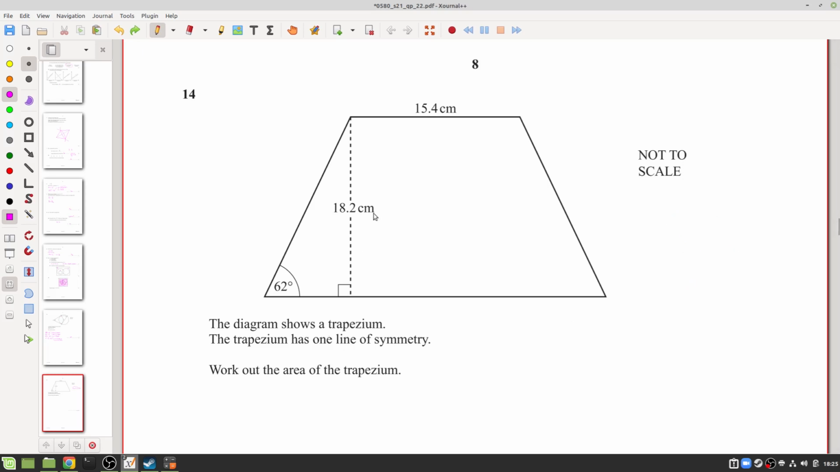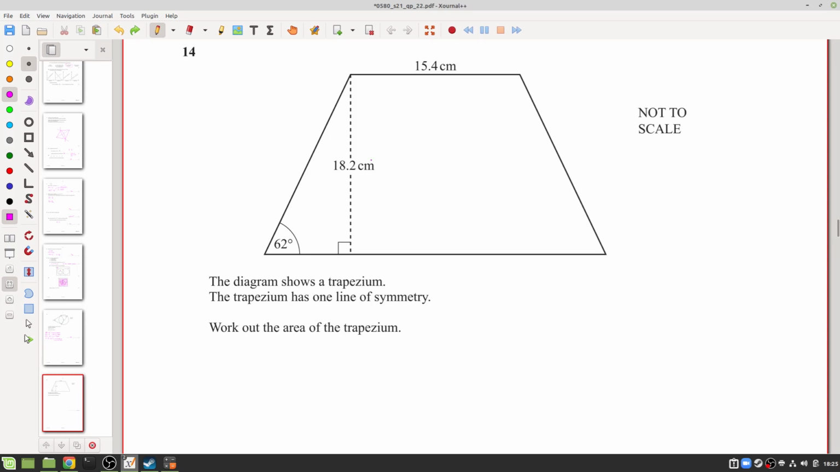Okay, work out the area of the trapezium. So for this, let me construct here, straight down. Okay, so that means this is also 62 degrees. That's 18.2. This is also 18.2. This part here is 15.4.